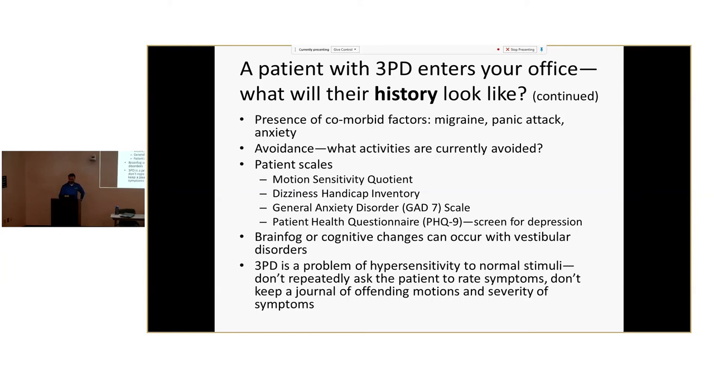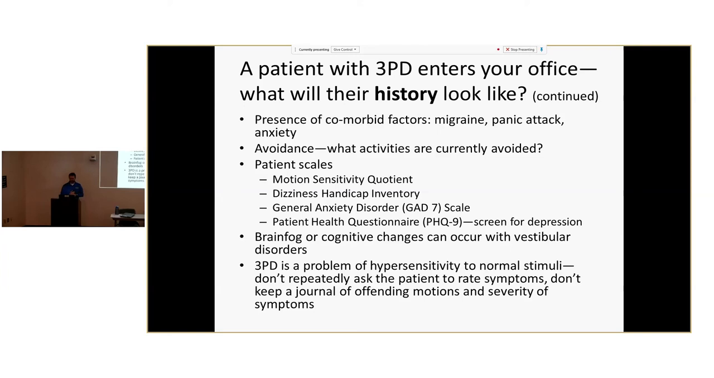We can also use some patient scales to help quantify dizziness or motion sensitivity, such as the motion sensitivity quotient and the dizziness handicap inventory. We can look at the amount of anxiety the patient has with the GAD-7 scale, and we can screen for depression with the PHQ-9. Again, patients can also report cognitive changes or brain fog.